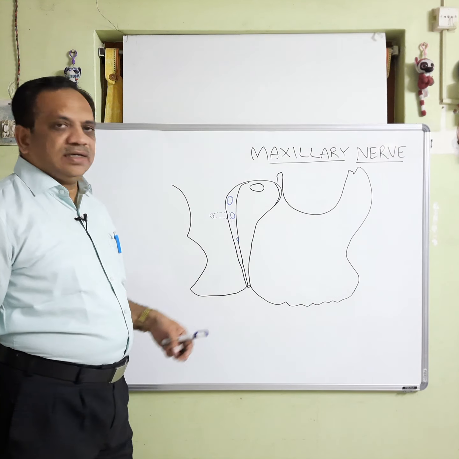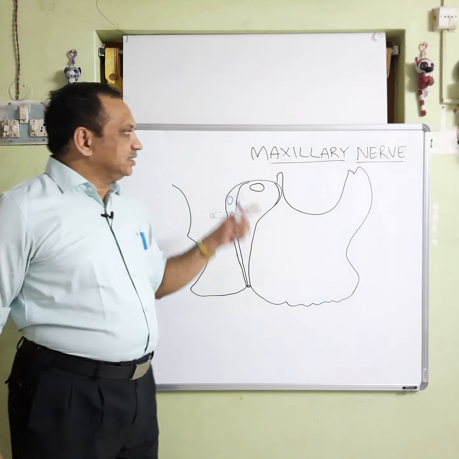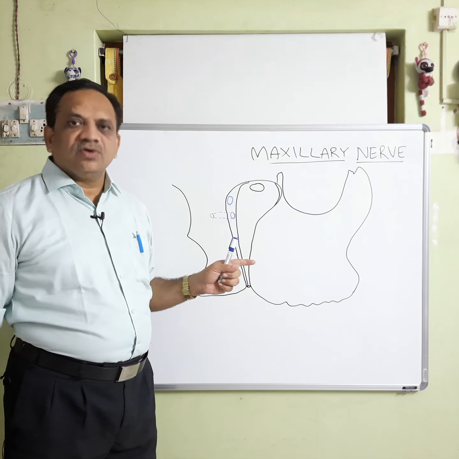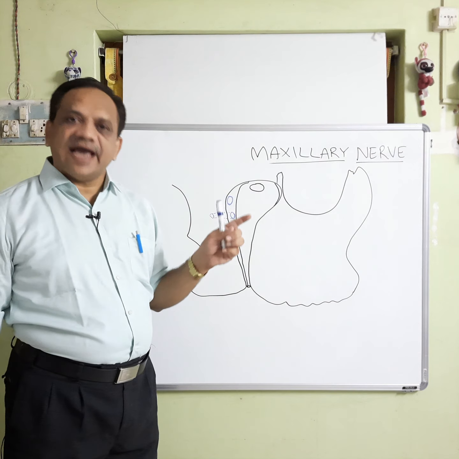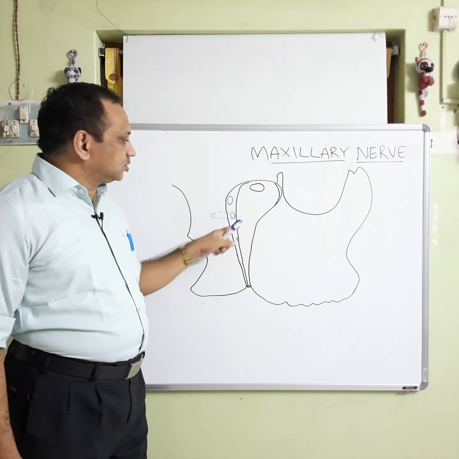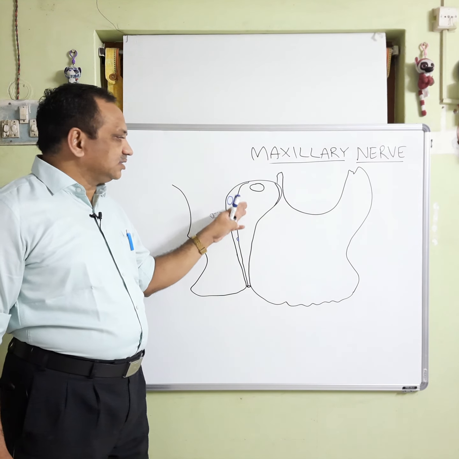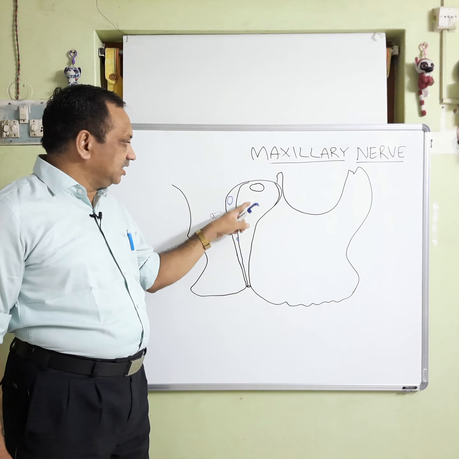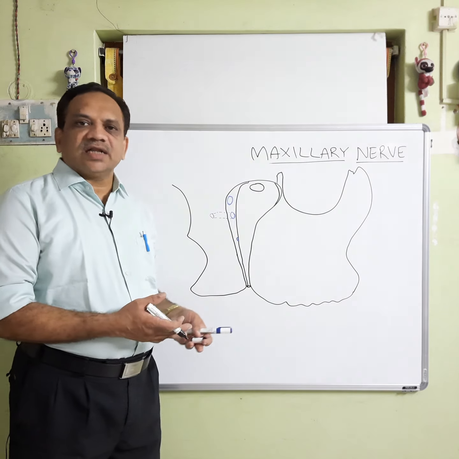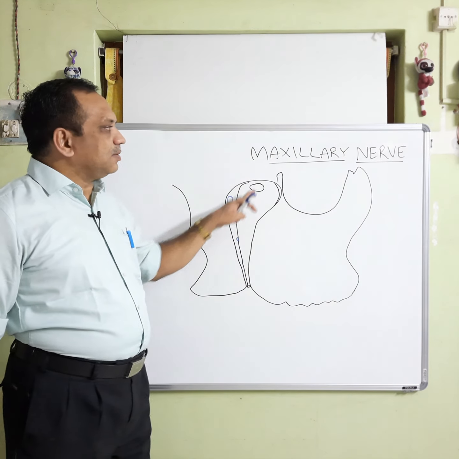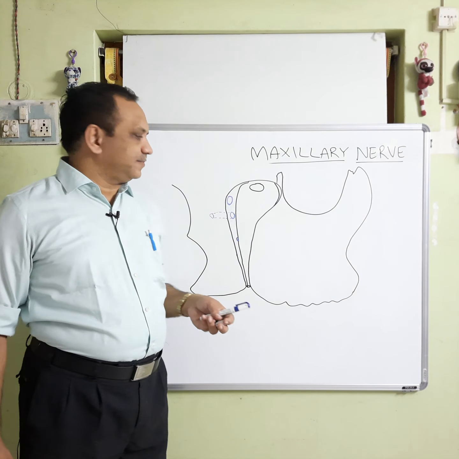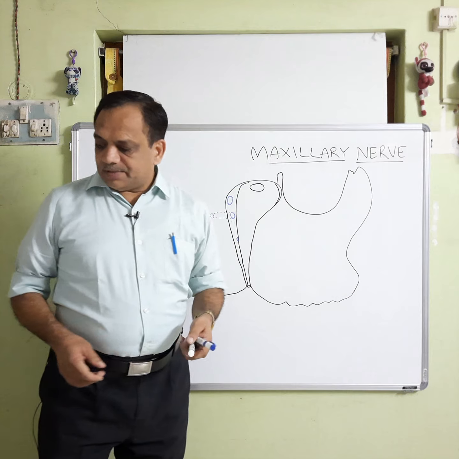Now, we will see the contents. The main content is the maxillary nerve and its branches along with the sphenopalatine ganglion, and the third part of the maxillary artery also passes through this fossa, and branches of the third part are seen in this fossa. As we completed the artery in the last class, today we will discuss the maxillary nerve, its branches, and the pterygopalatine ganglion.